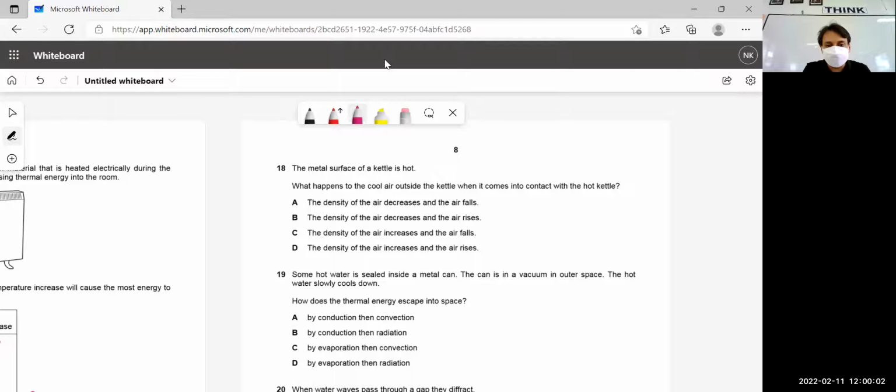So now, as per the four options: the density of air decreases, yes, and the air falls, no. It should move upward. Half the portion is correct, but this portion is incorrect. And in B, the density of the air decreases, yes, and the air rises, correct answer. In the other option, the density of the air cannot increase. The density of the air increases and air rises, no.